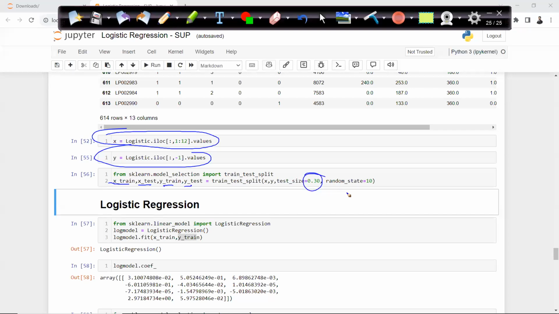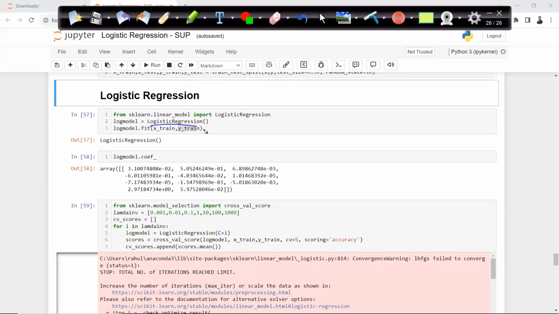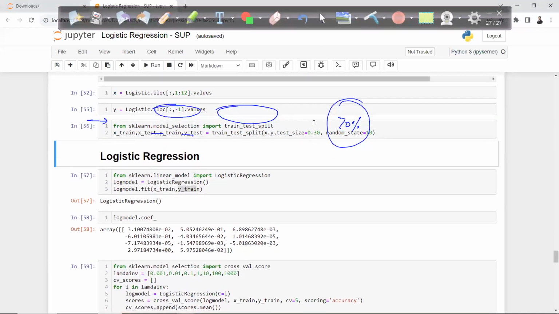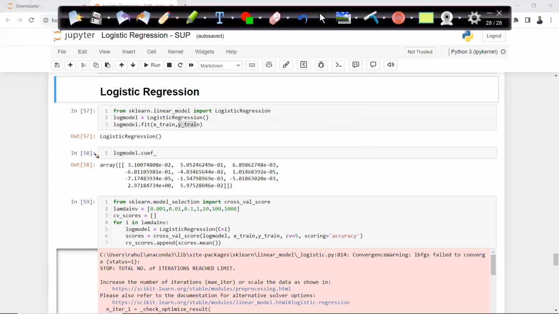Once that is done, I am using my testing data, sorry, the training data in the model. I am calling the scikit-learn linear model, where I am calling the logistic regression. After that, we are calling the logistic regression model, where I am passing the X train and Y train, the training data set, which is 70% of your data, because you gave your testing data set as 30%. So 70% of the data is getting inside the model for learning.